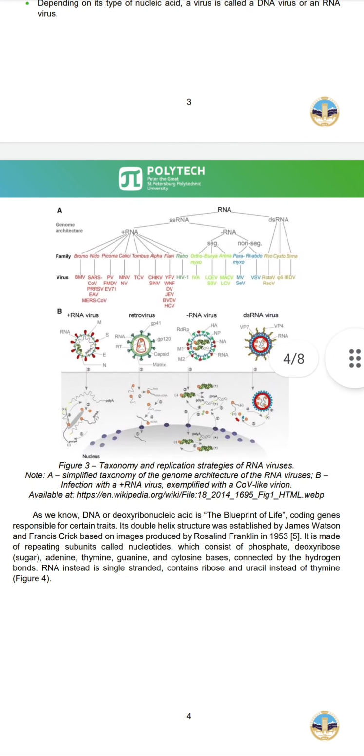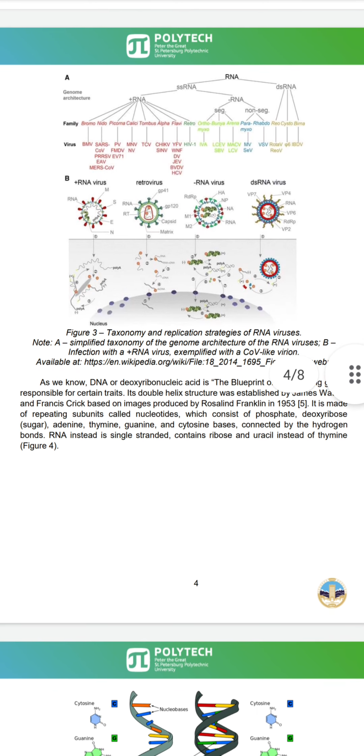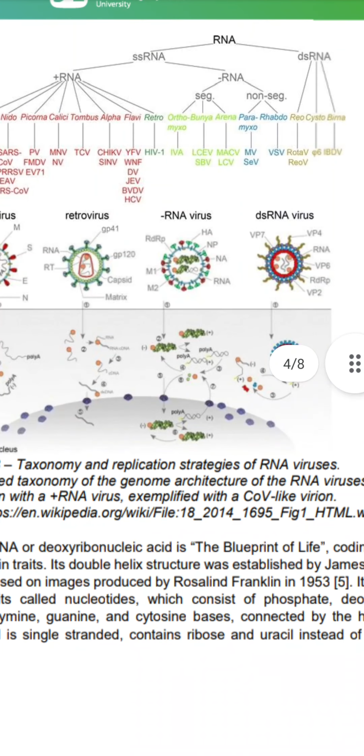Figure 3 is a taxonomy and replication strategy of RNA viruses. Panel A is a simplified taxonomy of the genome architecture of the RNA virus, and B is an infection with the plus or positive RNA virus exemplified with the coronavirus or COVID-like virion, and it's also available on Wikipedia. Okay, now we want to go through this.